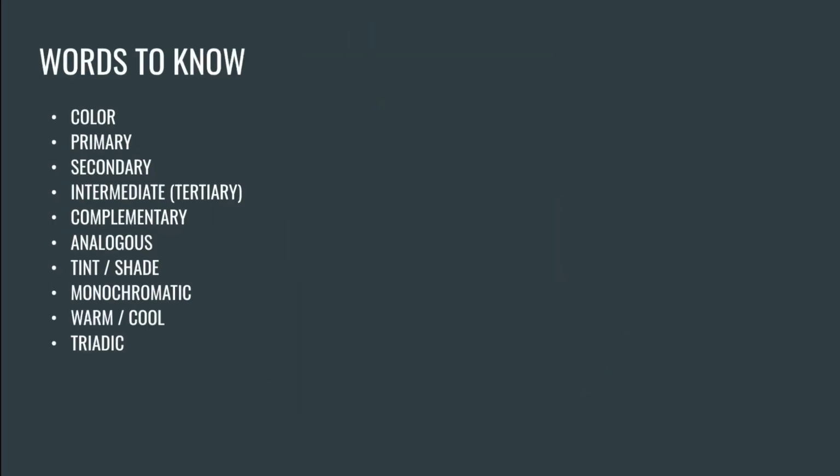So as we've covered some color words to know, we know color, primary, secondary, intermediate or tertiary, complementary, analogous, tint and shade, and of course, monochromatic, warm and cool, and triadic. So let's jump right in to working on what we're going to be starting with, which is our color wheel, because we're going to draw this thing out and then we're going to fill it in.